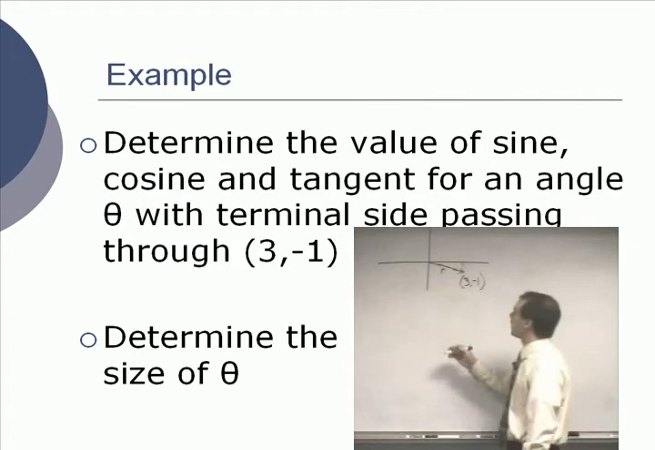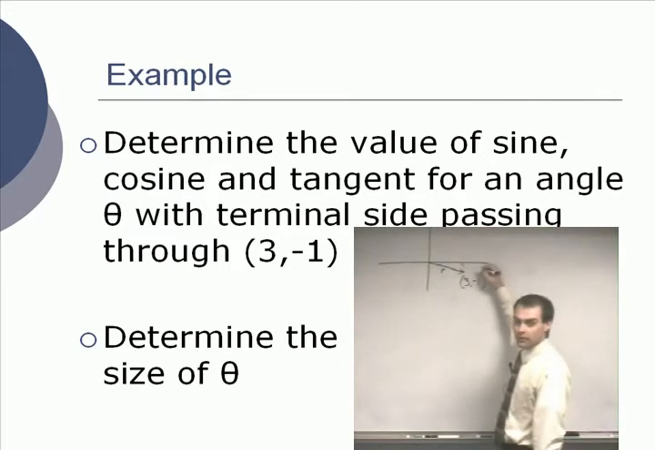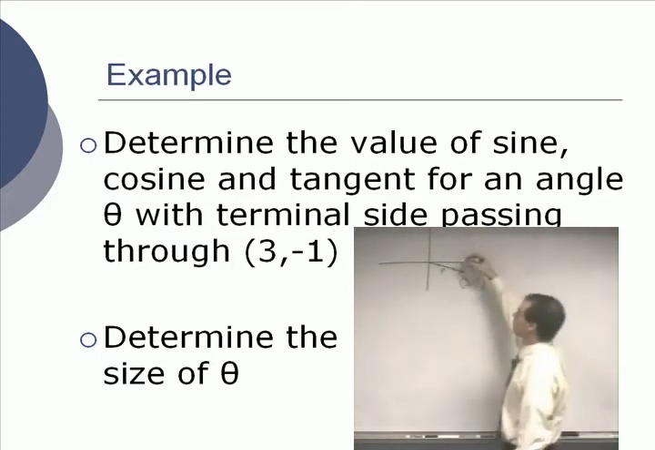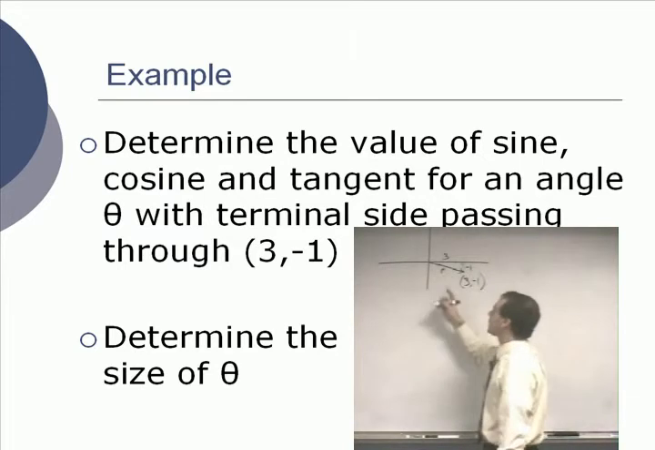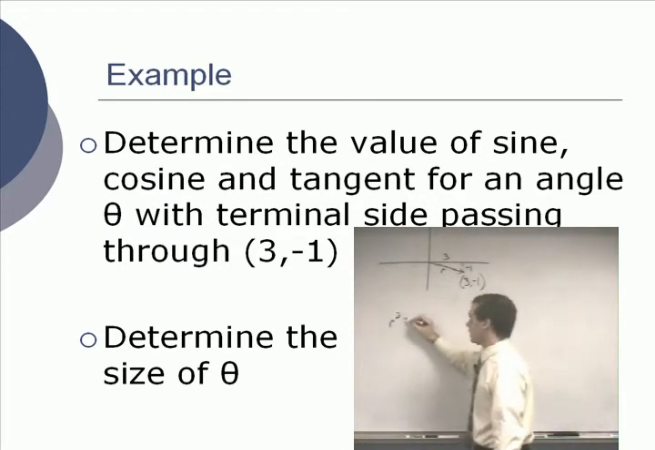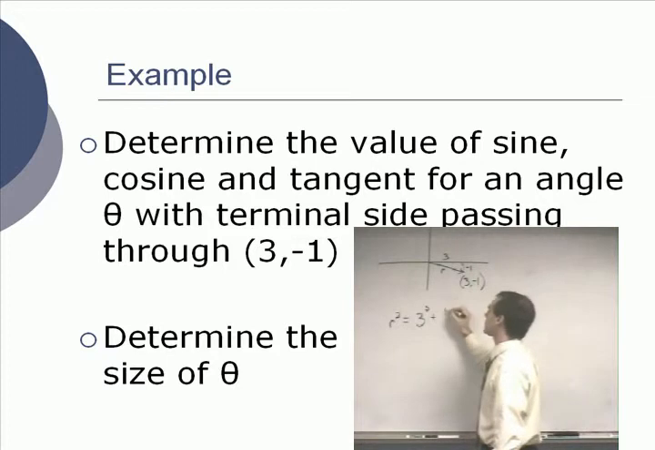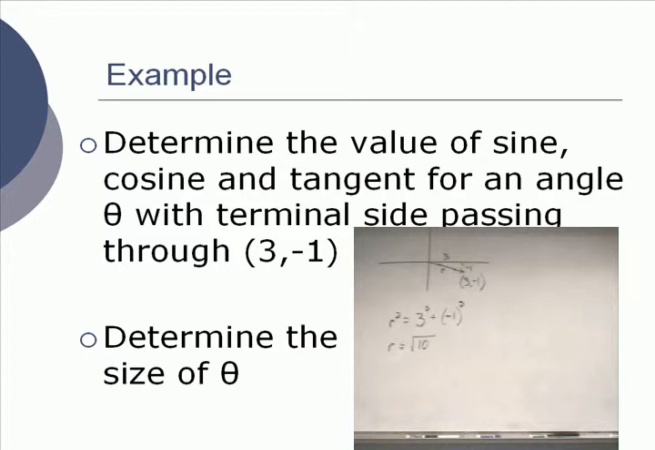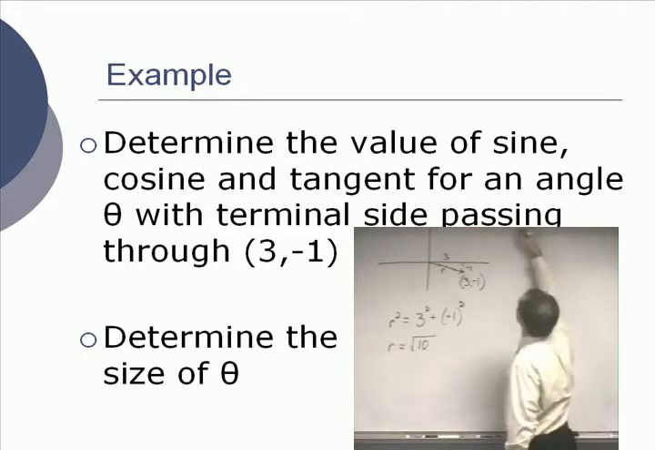Okay. Well, the opposite side for our reference triangle for this angle is going to be -1. We're down 1, the y-coordinate. Our x-coordinate, or in other words, the adjacent side for our reference triangle, will be 3. Now we can find r because, again, we know that r squared is equal to 3 squared plus -1 squared, and that leaves an r value of square root of 10. Okay? So we know our 3 sides, we can find our trig ratios.